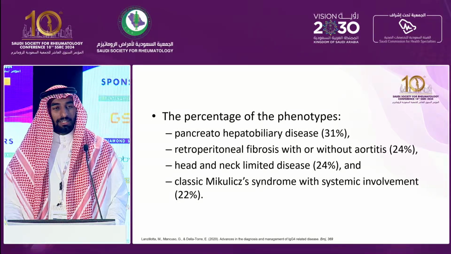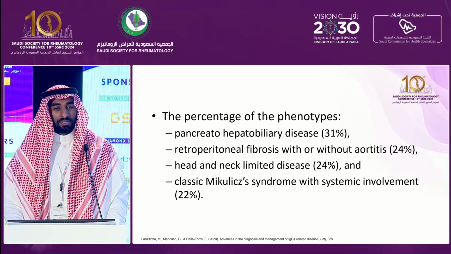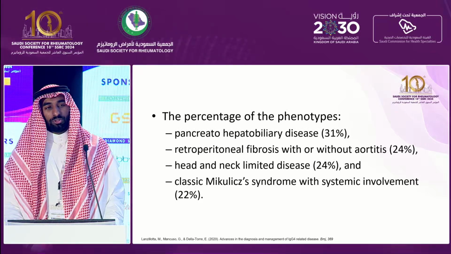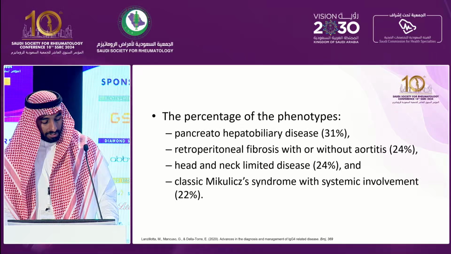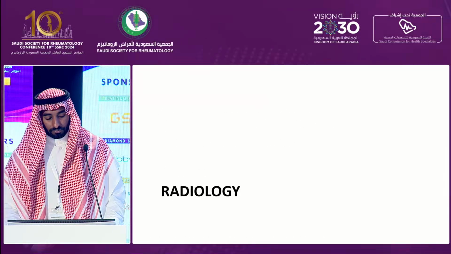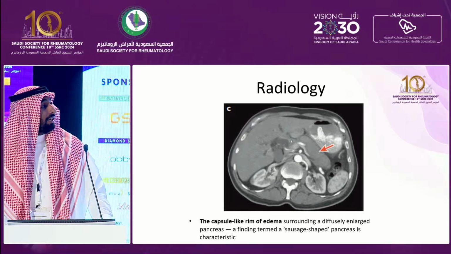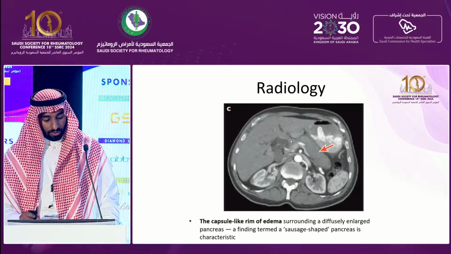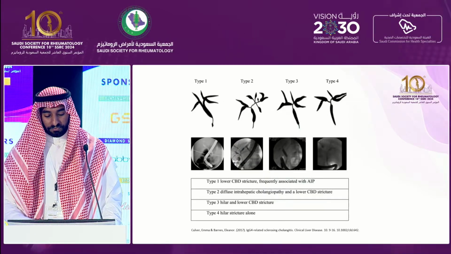Retroperitoneal and head and neck involvement were found to affect around 24% of cases, and systemic involvement is found in 22% of cases. This is in a study by Lanzillotta. Radiologically, this is a CT scan showing a sausage-shaped pancreas with a diffuse enlargement.